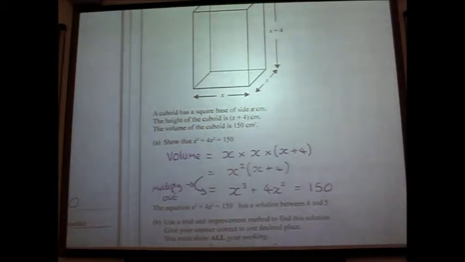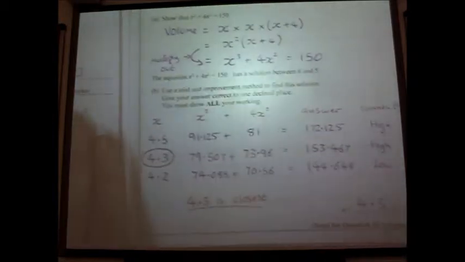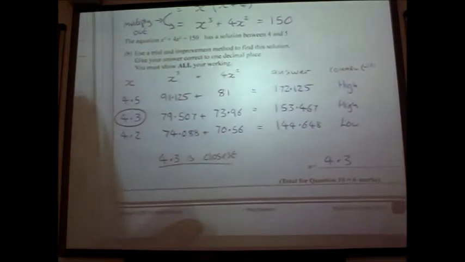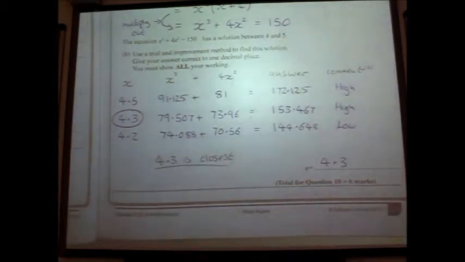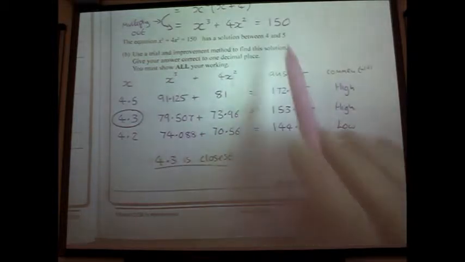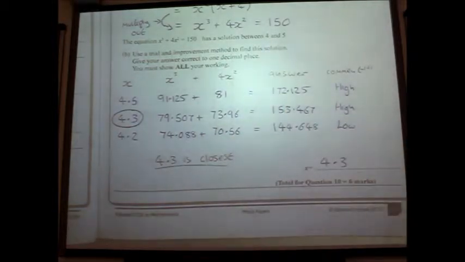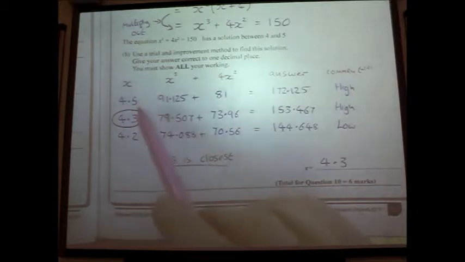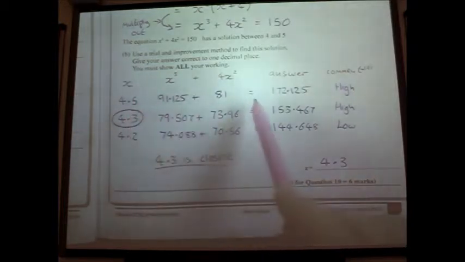The bottom bit was a nice trial and error question. Here's my workings. Your work in the exam should be set out just as neatly as this. There's no excuse why it couldn't be. We're told the answer's between 4 and 5, so I've basically just gone for halfway. Started at 4.5 and eventually found out it was 4.3, because it was just slightly too high.